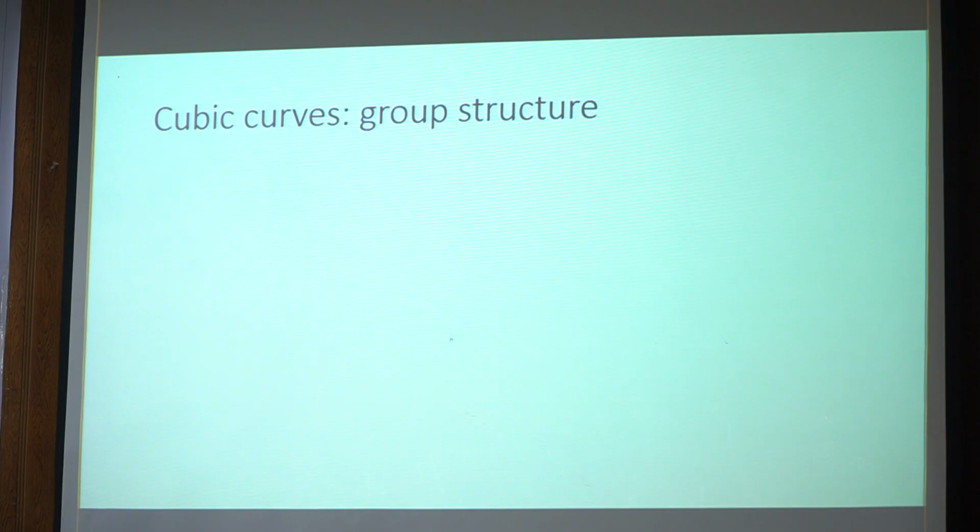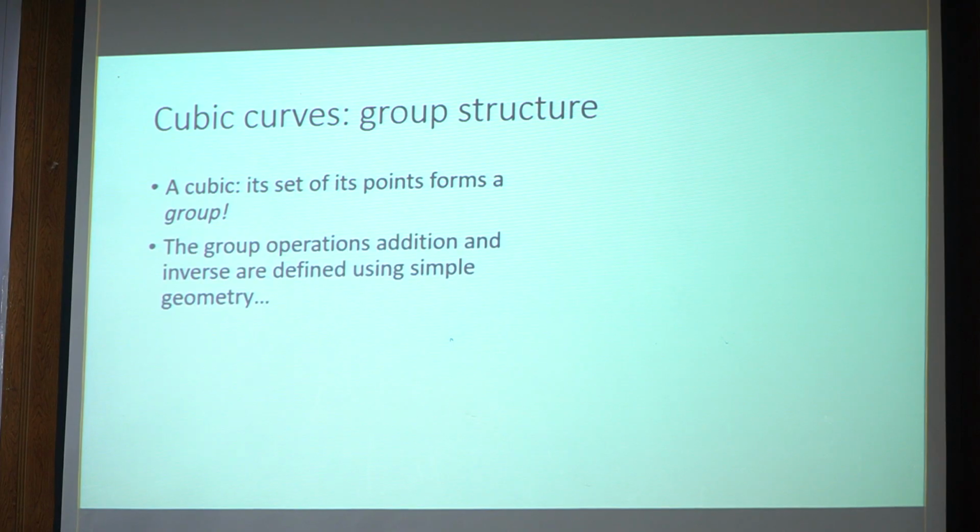Okay, I wanted to tell you about another thing, which is very cool, which is going back to cubic curves, that they have some very interesting algebraic structure. So this goes back to the early 19th century, Abel's calculations of elliptic integrals, but it was formalized a little bit later, maybe the second half of the 19th century, into this very cool statement that the set of points of a cubic curve form a group.